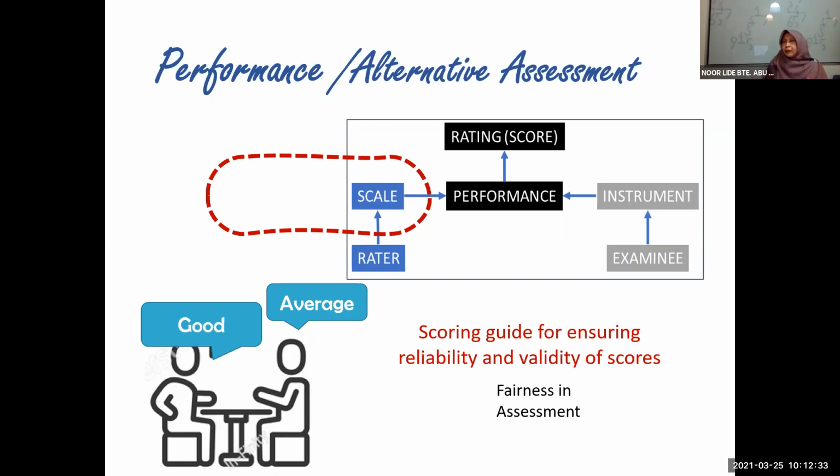Okay, and one of the characteristics of performance assessment or alternative assessment is that you have to use multiple skills, different sources of knowledge and multiple skills. Okay? So in performance assessment, also alternative assessment by default, you have certain elements. Number one is the examinee, the student who's performing the task. The instrument is the assessment task that you ask him or her to do.